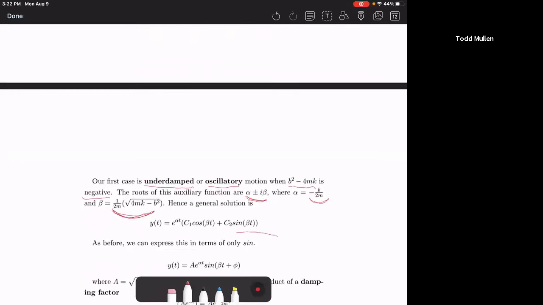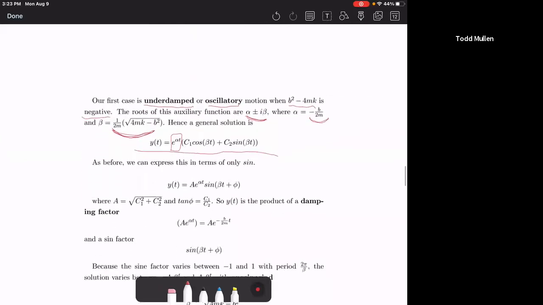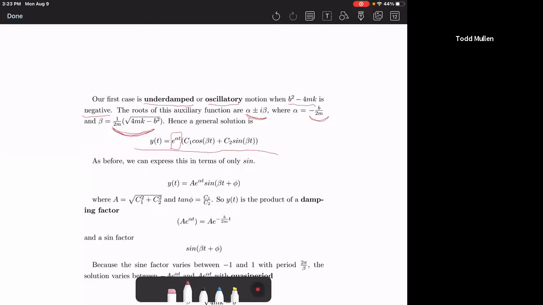So hence, this is our general solution. y of t is equal to e to the alpha t times c1 cos beta t plus c2 sine beta t. We're going to use the same trig identity that we used earlier in this video to put this in the form A e to the alpha t sine of beta t plus some phi constant. We have the same equations from before. A is equal to the square root of c1 squared plus c2 squared. Tan of phi is equal to c1 over c2.